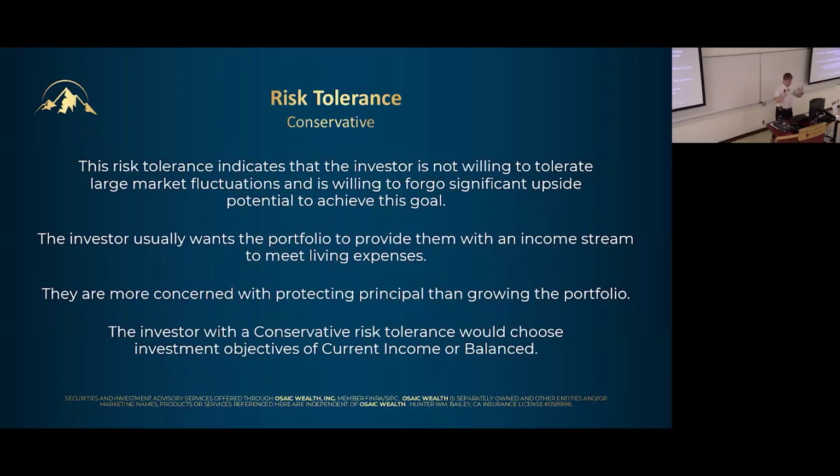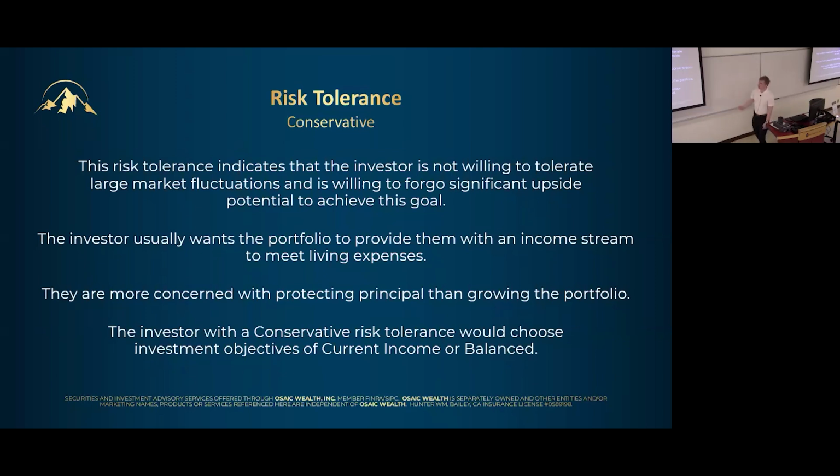So, starting at the bottom, we have a risk tolerance of conservative. This risk tolerance indicates that the investor is not willing to tolerate large market fluctuations and is willing to forego significant upside potential to achieve this goal. A lot of these are pretty self-explanatory, but it's just good to remind you of what it means. So this investor usually wants the portfolio to provide them with an income stream to meet living expenses, discretionary spending, all sorts of different stuff.